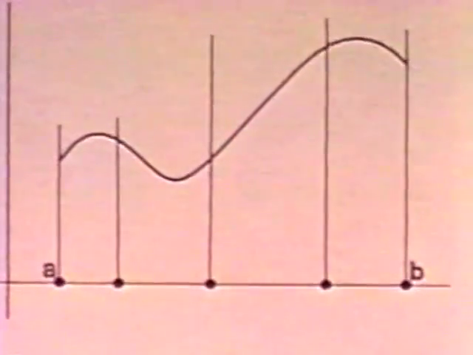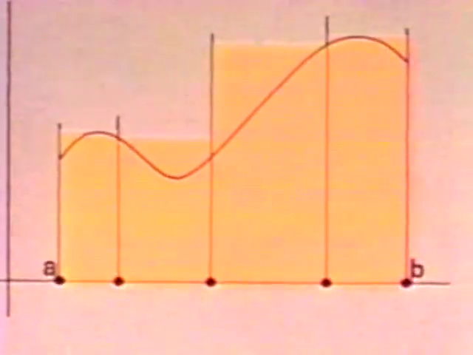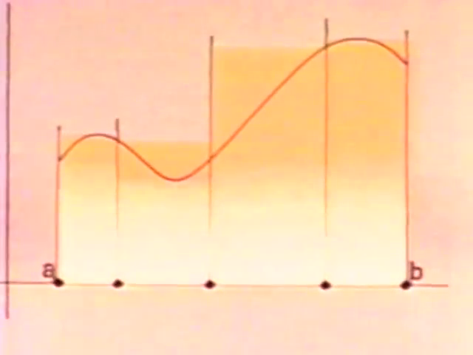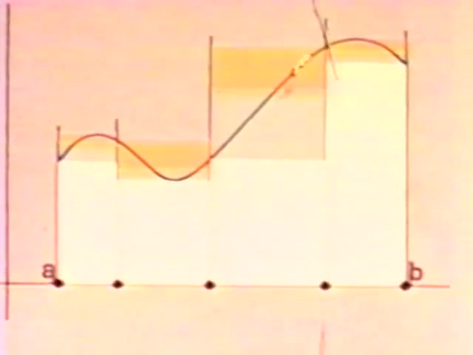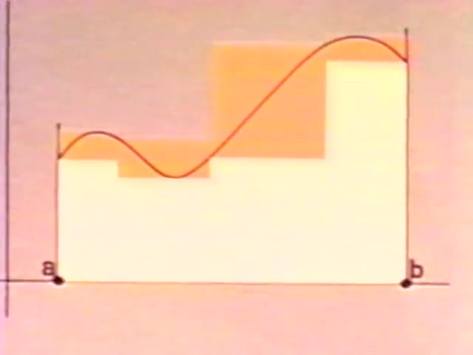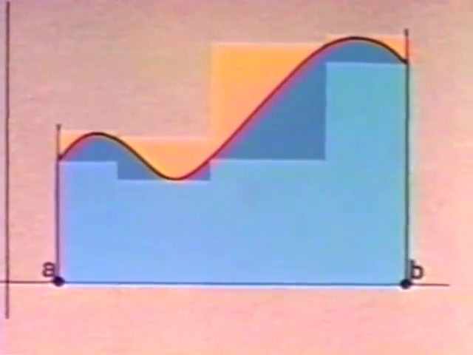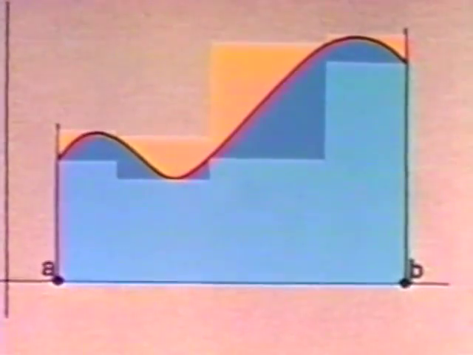Now consider all subintervals in the partition. The union of the outer rectangles is an outer polygon, and the union of the inner rectangles is an inner polygon. Any approximating star sum lies between the area of the inner polygon and the area of the outer polygon, and the area under the curve lies between the areas of these inner and outer polygons.